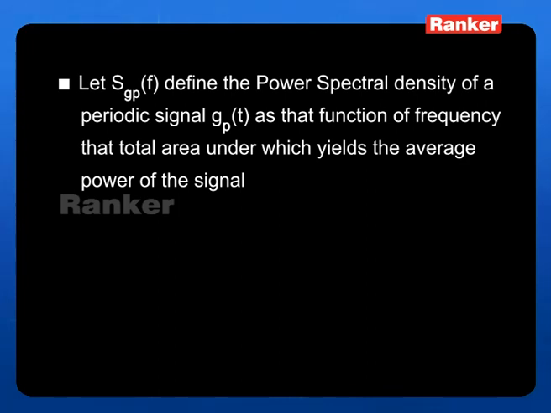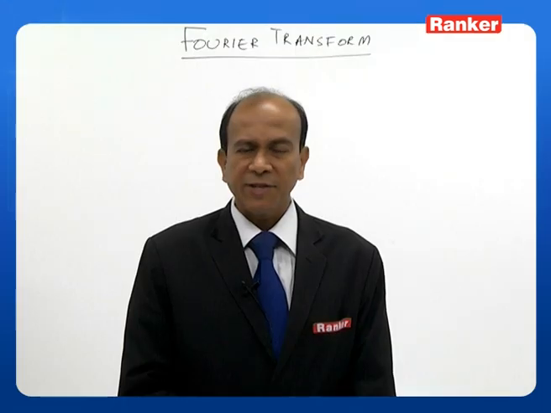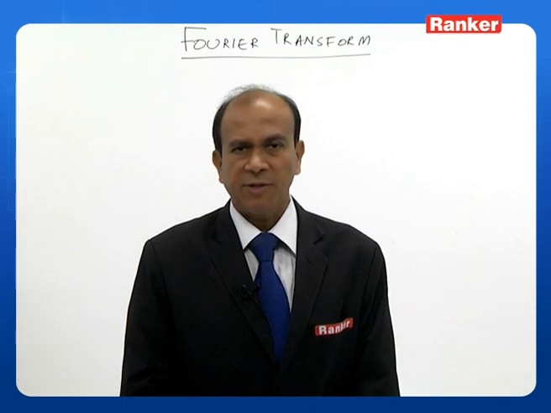Now let us see. Let S_Gp of f define the power spectral density of a periodic signal Gp of t, as that function of frequency, the total area under which yields the average power of the signal. So let us take a power signal which is periodic, then P will be equal to integral from minus infinity to plus infinity of S_Gp of f df, where S_Gp of f is defined as 1 by T naught square summation n equal to minus infinity to plus infinity mod of G of n by T naught whole square. So S_Gp is called the power spectral density.